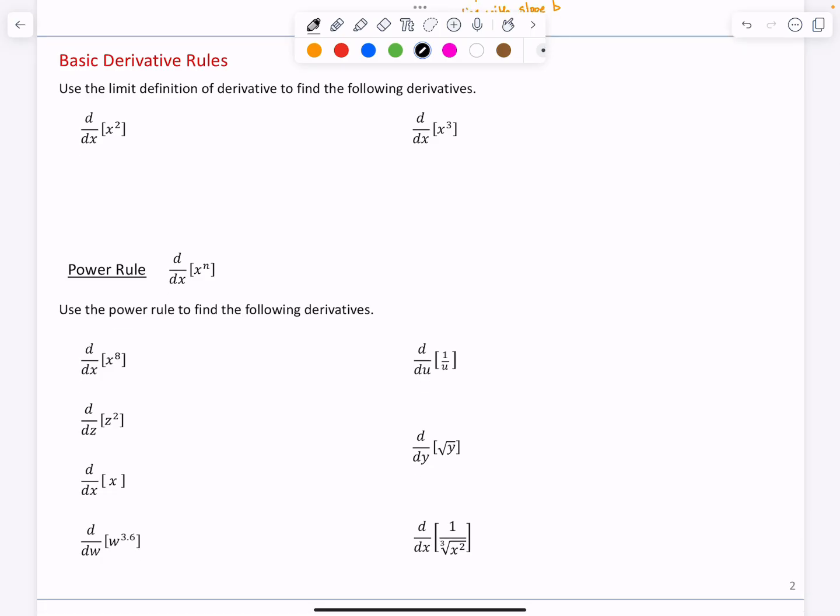Let's create some more shortcuts. Use the limit definition of derivative to find the following derivatives. We have the derivative of a power function x squared and then x cubed, and then we're going to generalize to x to the n.